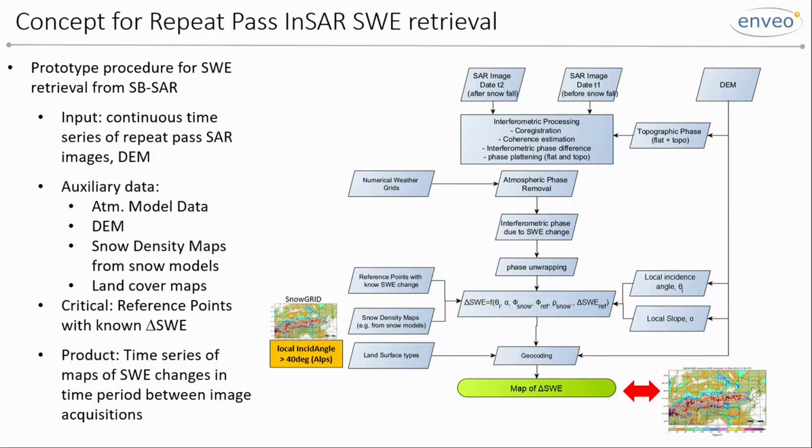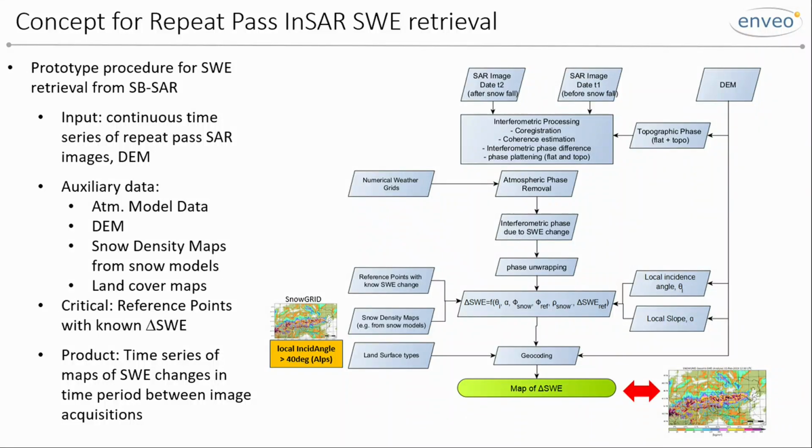What I need to have is actually a reference point for every phase plane. If you don't have a continuous phase over the complete image and there are some patches around, you will see an example, then you need a point to calibrate the phase, to know that this phase value at this point corresponds to this delta SWE. So the best would be a zero point.